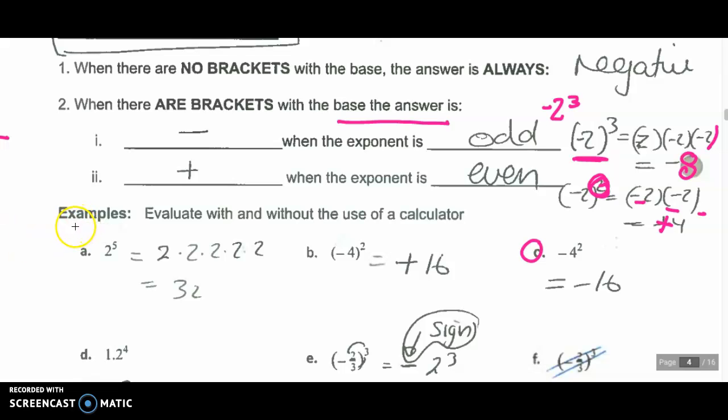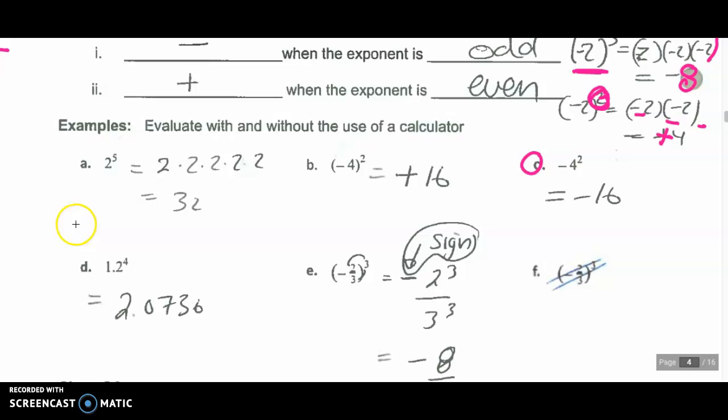You can always use your calculator for this, but often the calculator doesn't do what you want it to do when it comes to negatives. But if you use brackets, you should be fine if you want to use your calculator.